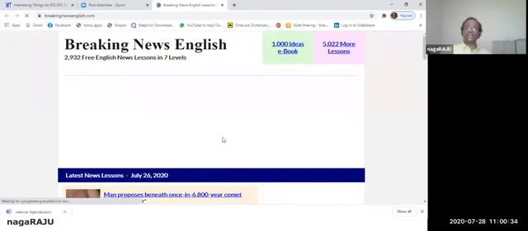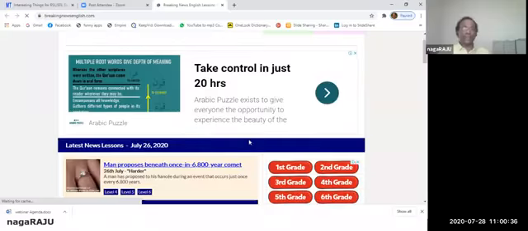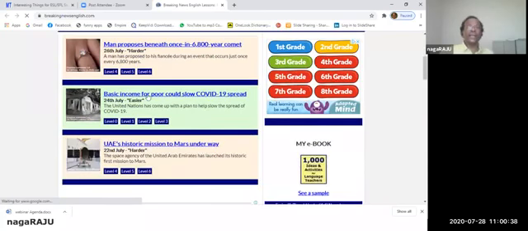Okay, so this is the website. What do you see? The most important thing that you see is a lot of latest news items. Man proposes beneath once in 6,800 year comet. Basic income for poor could slow COVID-19 spread. Something related to COVID. So what do they choose? Every day it changes.